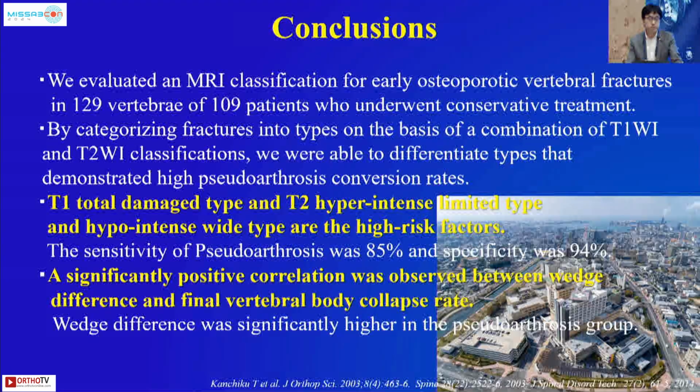In conclusion, we varied MRI classifications for early osteoporotic vertebral fractures in 129 vertebrae of 109 patients who underwent conservative treatment. By categorizing fractures into types on the basis of the combination of T1 and T2 classification, we were able to differentiate types that demonstrate a high pseudoarthrosis conversion rate. T1 total damage type and T2 hypointense limited type and hypointense wide type are the high risk factors.